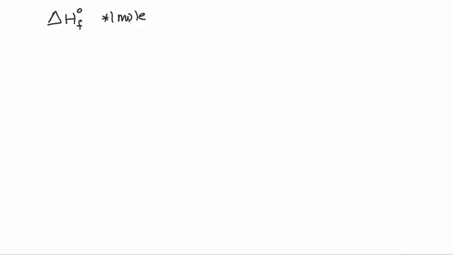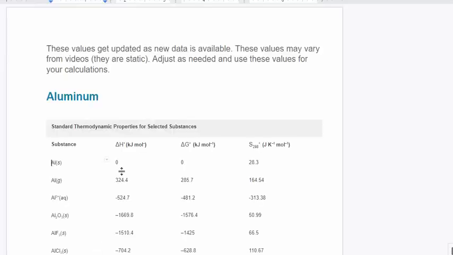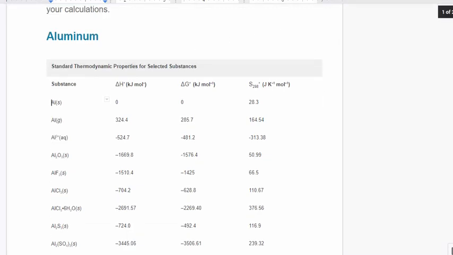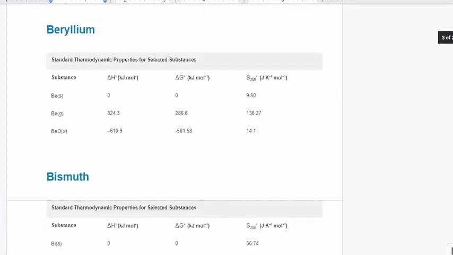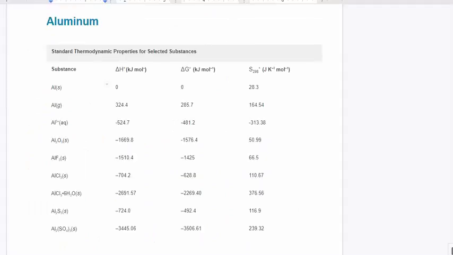Now, these values are tabulated for us. Let's see if I can bring that up real quick. These values are found on this file. I do update this file as new data is made available, so the numbers that you see in the video may be different from the numbers in this file in your classroom. As of this recording, the standard enthalpy of formation of, say, aluminum oxide found right here on the table is a negative 1,669.8. And you see the units up here are kilojoules per mole.